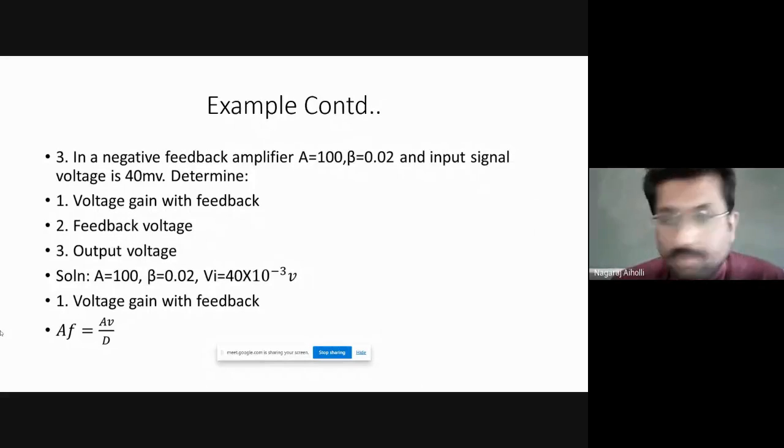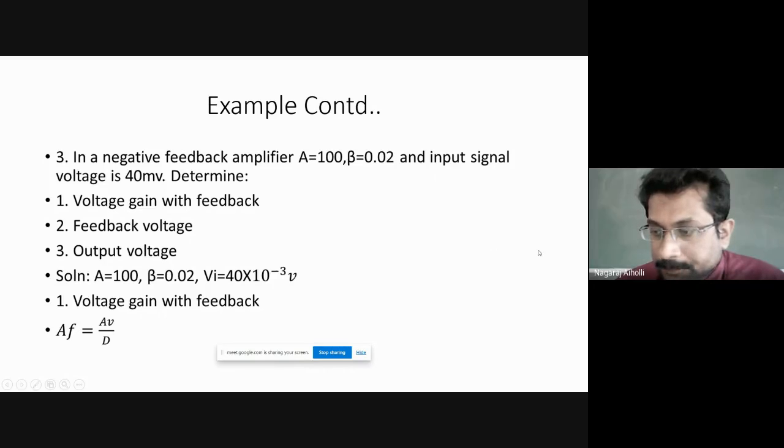Okay. First, see what is given. They have given A value for the negative feedback amplifier. A is the gain without feedback, and it is 100. Then the beta value is given, the feedback factor, 0.02. Input voltage is 40 millivolts, that is 40 into 10 raised to minus 3 volts.